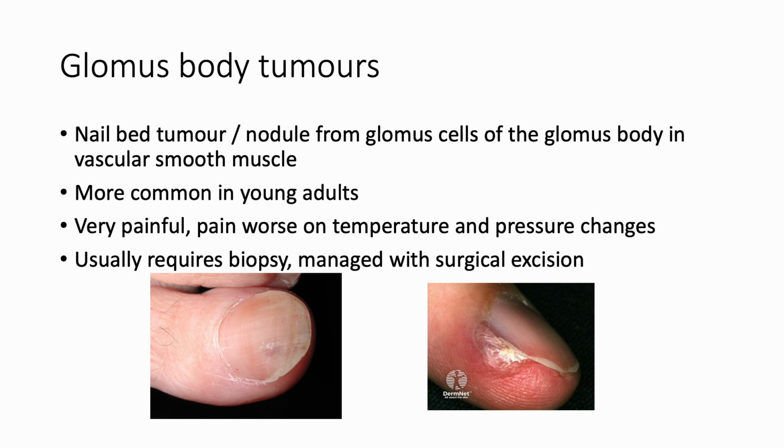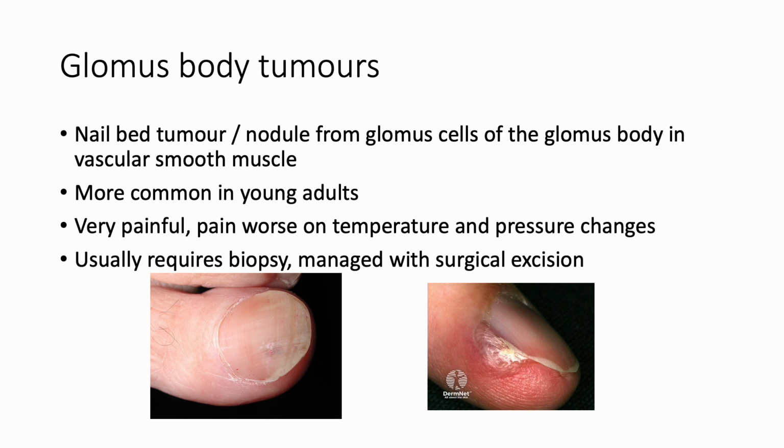cells in the arterioles of the hands. The glomus body helps in vascular regulation of skin temperature and controls blood flow to the nail bed. Glomus body tumours are exquisitely painful, especially with temperature or pressure changes when the arterioles are dilating and contracting. They are more common in young adults.